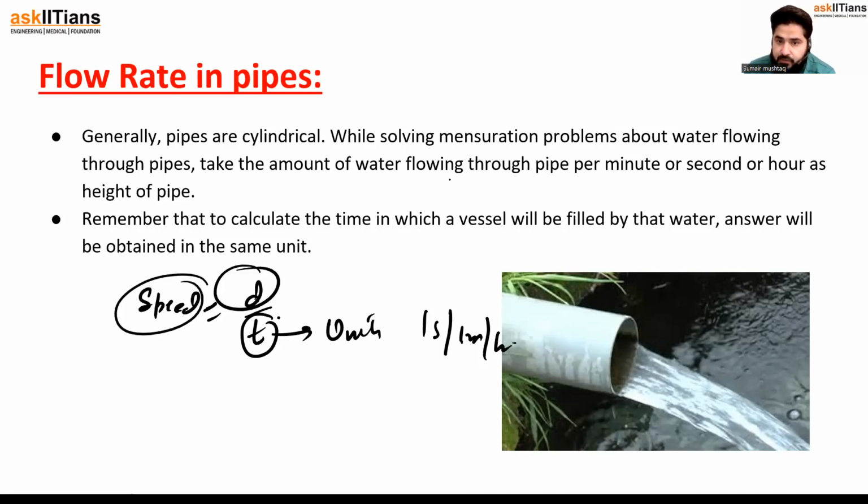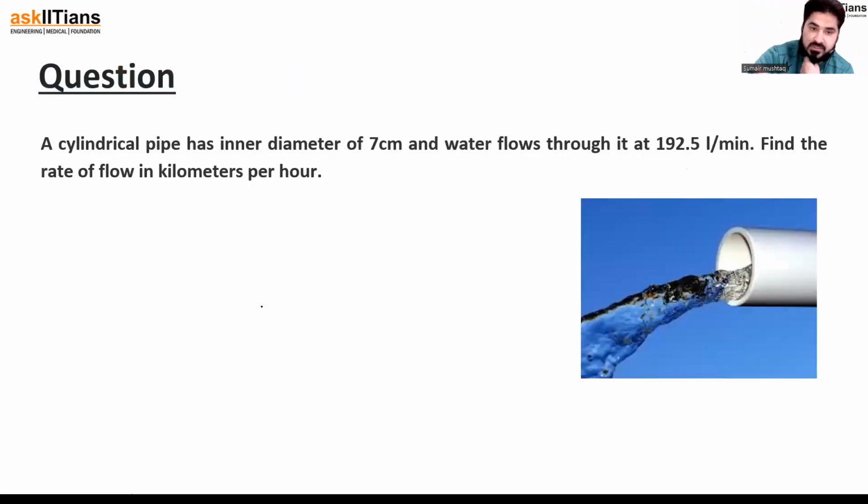The amount of water flowing through the pipe per unit time, per second or per hour, is actually equal to the height of the pipe. This is the main working rule in it. Is that thing clear? And remember, to calculate, all the units should be the same. If you are working in centimeters, you need to convert all of them into centimeters. If you are going to calculate in kilometers, you need to convert all of them into kilometers. So same is the question.